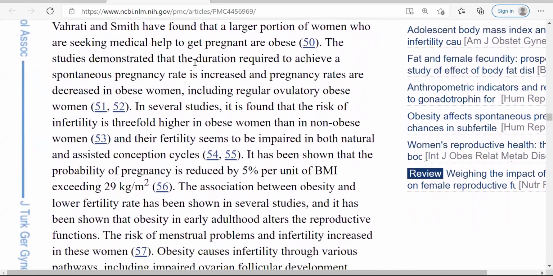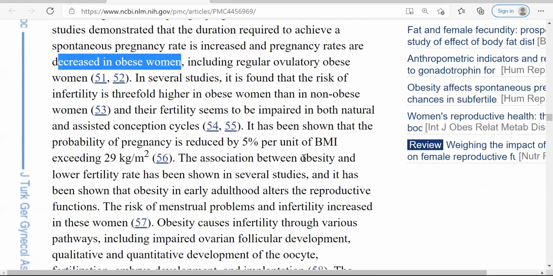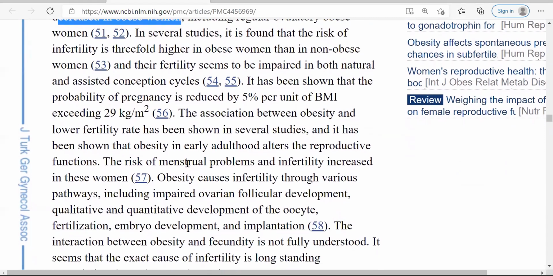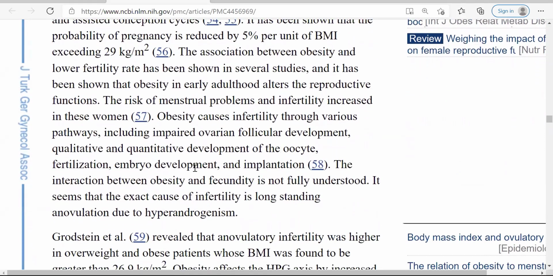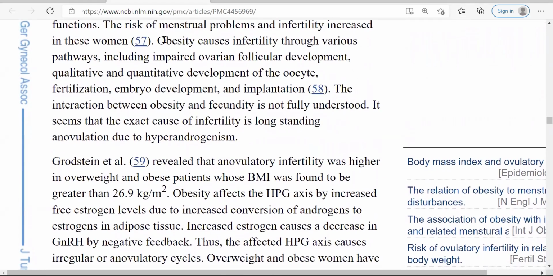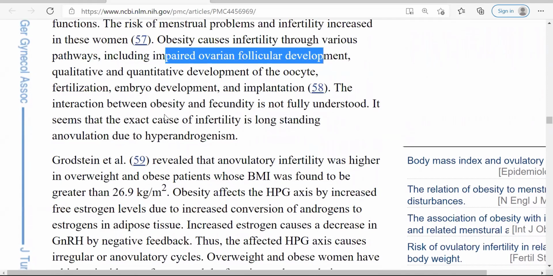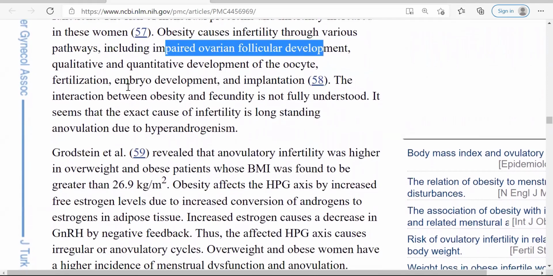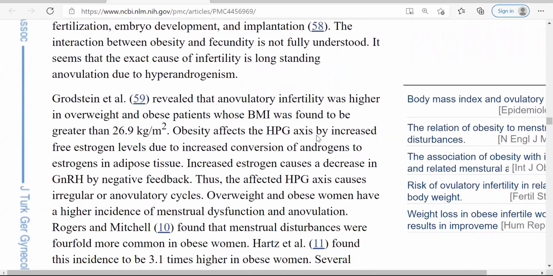The studies also demonstrated that the duration required to achieve a spontaneous pregnancy is increased, and pregnancy rates are decreased in obese women. So obesity causes infertility through various pathways, mainly impaired ovarian follicular development, embryo development, and implantation. Everything will usually be impaired.